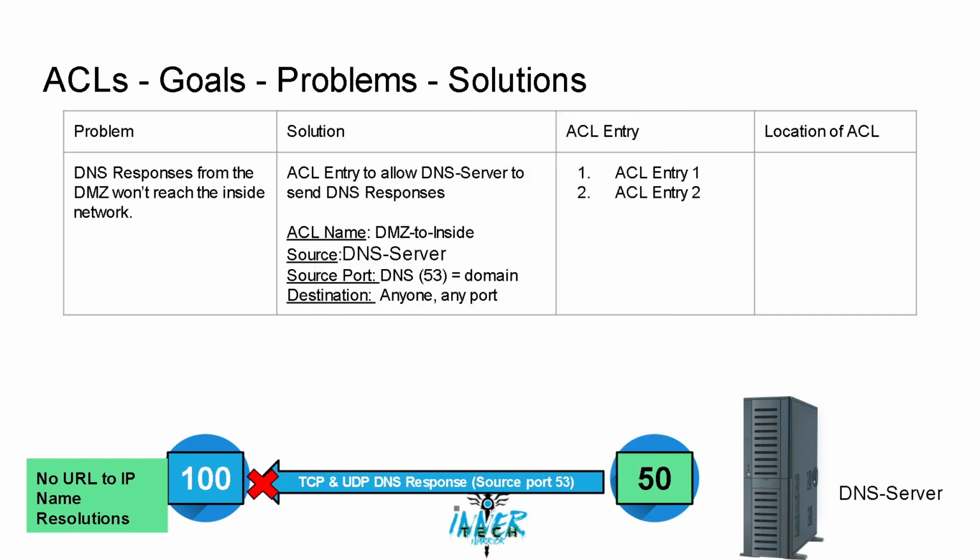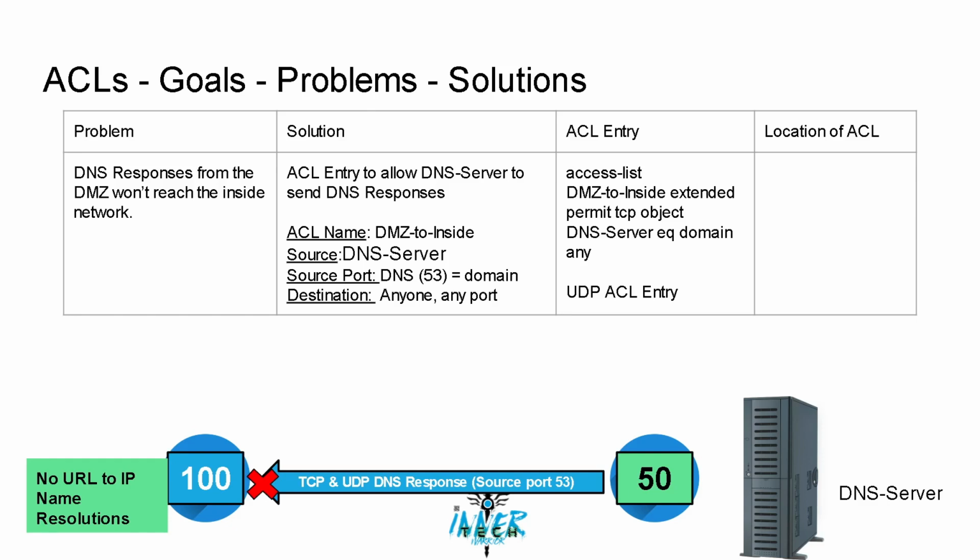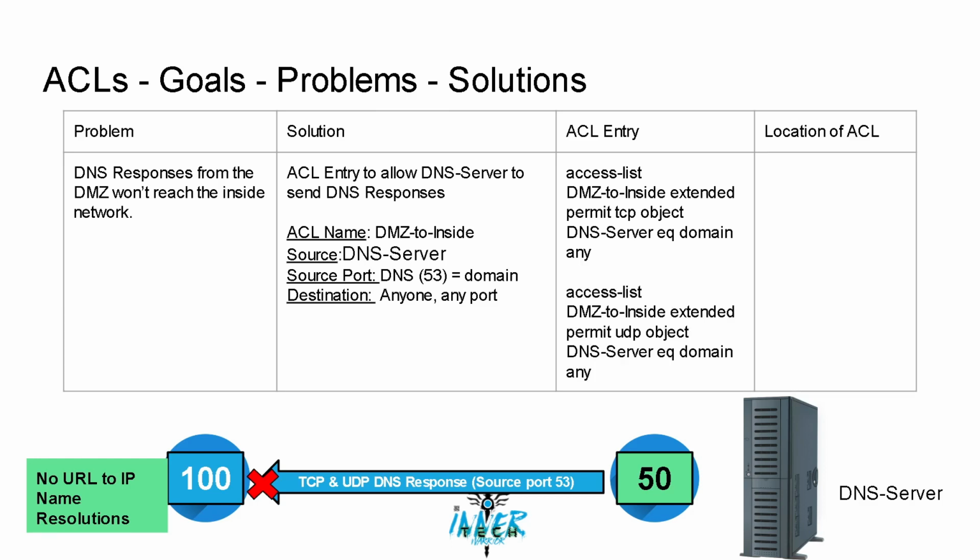Okay, if you recall, there's actually two ACLs we need for DNS. One of them is for TCP, which is access-list DMZ-2-inside extended permit TCP object DNS-server equal domain any. And the other is for UDP, access-list DMZ-2-inside extended permit UDP object DNS-server equal domain any.